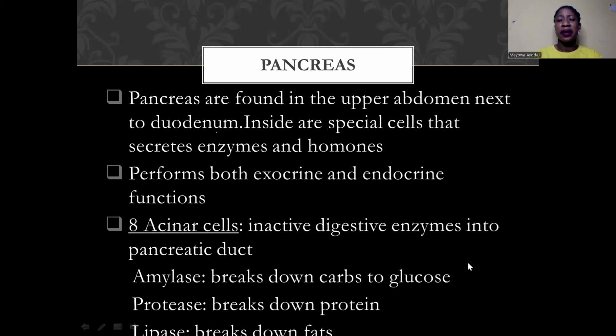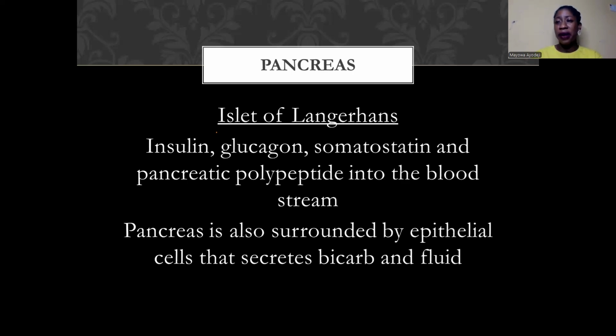Now, inside the pancreas, we have specialized cells that secrete enzymes and hormones. Inside the pancreas, we have the acinar cells. So these acinar cells are the ones that secrete digestive enzymes. But those digestive enzymes are inactive by the time they are being secreted. They are not activated until they get to the duodenum, where they are meant to play a role in digestion. Now, these acinar cells secrete amylase that breaks down carbs to glucose. They secrete protease that breaks down protein, then lipase that breaks down fat.